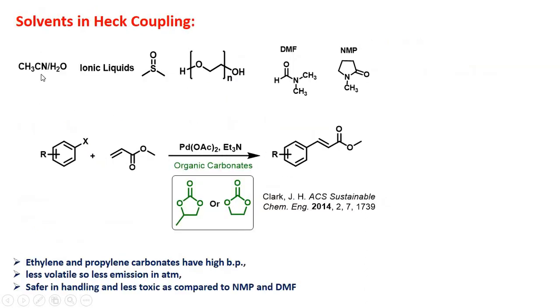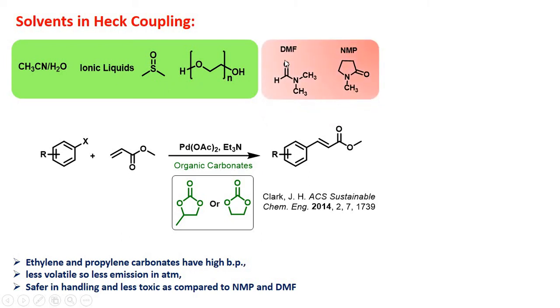You can see that various solvents have been used in the Heck coupling reaction, like acetonitrile water mixture, ionic liquids, DMSO, polyethylene glycol, DMF, NMP. The first few of these solvents are green solvents because they do not have any hazardous effects on the environment or human health, but DMF and NMP have severe effects on human health as well as on the environment.